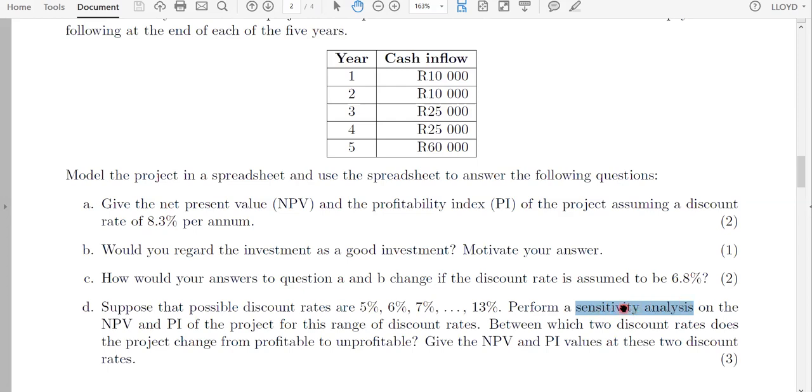You want to see how sensitive the investment is to changes in the interest rate. So that's why you've got different ranges here. Some that are lower than 8.3%, for example, 7.65. Some that are bigger than 8%, 9, 10, all the way to 13. So you want to see how the profitability of the project is going to change. Of course, we are going to measure that profitability by these 2 measures, NPV and PI.